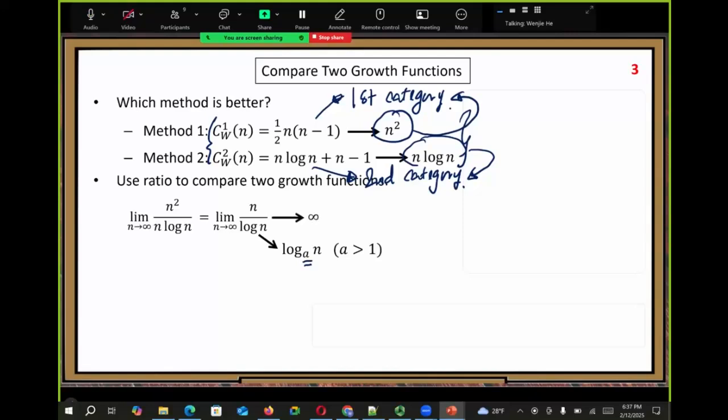Next question. Can you see this limit goes to infinity? Do you have the knowledge, information to tell you this limit should be infinity? N over log n. Okay. For some of you, it may not be that obvious, right?